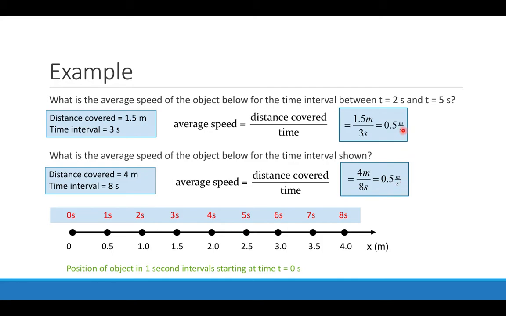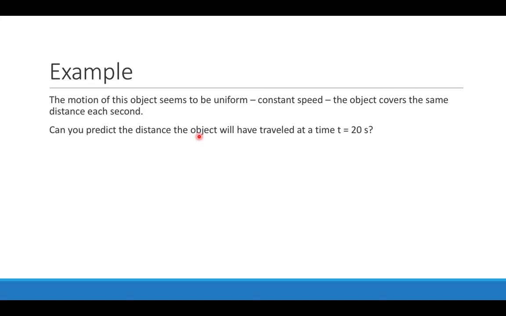So I'm not always going to get the same exact value for the average speed over different time intervals, so this is a very special example. In this particular example, the motion of the object seems to be uniform, and when we say uniform, it means it's moving at a constant speed. So the object covers the same distance every second, the dots are equally spaced, and that represents the object always traveling basically at the same average speed over any time interval that you look at.